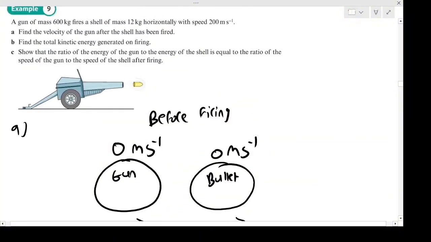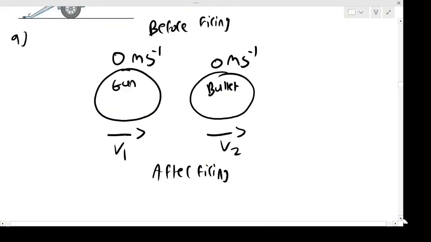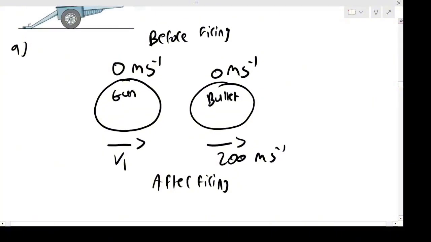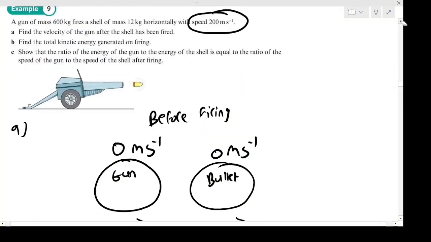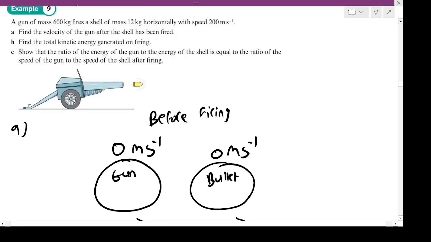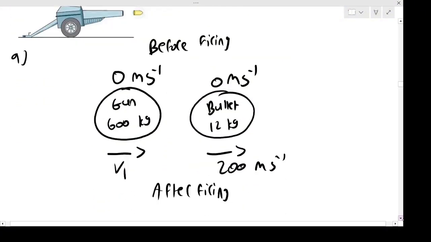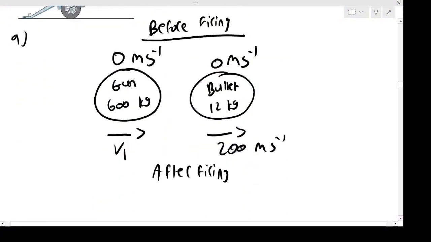Oh, we actually know the shell has speed 200 after it's fired, so we know what V2 is. It's 200. So we just need to find V1 here, the speed of the gun. Hopefully with me here. Lastly, I can just add my masses. So the gun has mass 600 and the bullet has mass 12. Okay, and so that's my diagram now. So the idea is before the firing, nothing's moving, and then afterwards it's moved. So there we are. It's a bit unusual, but there we are.